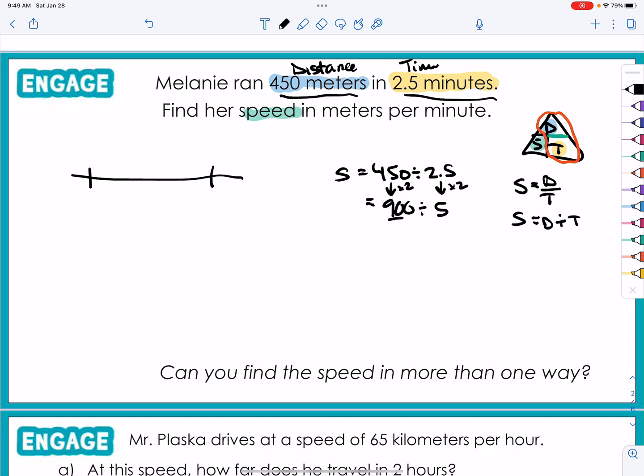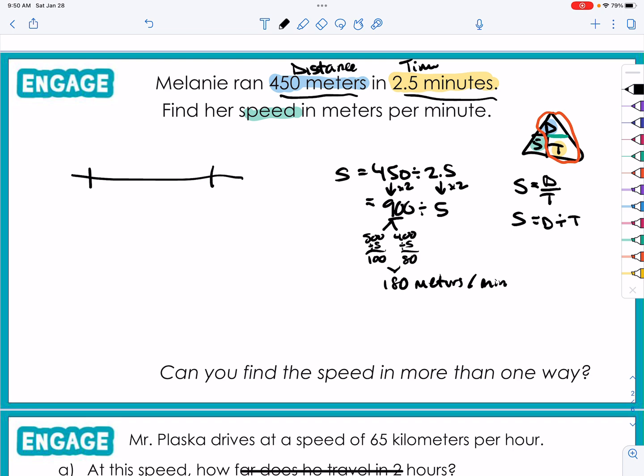And I know if it was 90 divided by 5, that's, let's see, 18, I want to say, because that's a 500 and a 400, and 500 divided by 5 is 100, and 400 divided by 5 is 80. So our answer is 180. So we know that Melanie ran 180 meters per minute, according to that triangle and according to the formula.